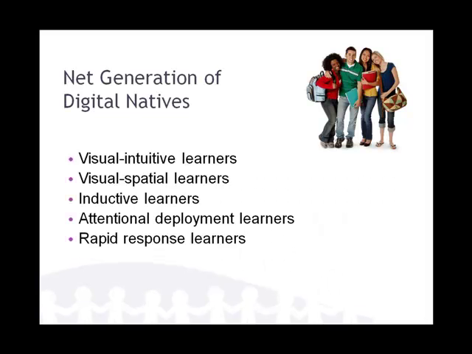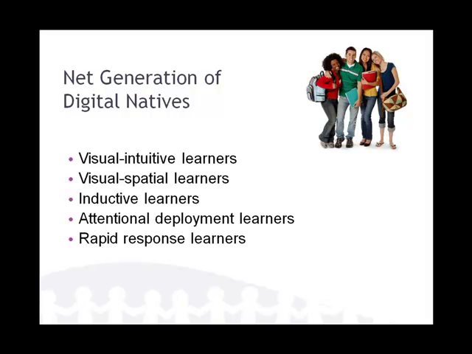So, how does this Net Generation prefer to learn? Knowing this can help us select online tools that encourage social interaction and learning for the Net Generation. Overall, the Net Generation of learners share 5 unique learner characteristics. They are visual, intuitive learners who easily grasp visual images and are visual communicators. They are visual spatial learners. Due to early involvement with technology and online games, they easily integrate virtual and physical elements.